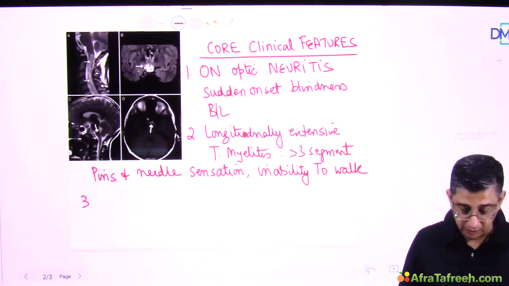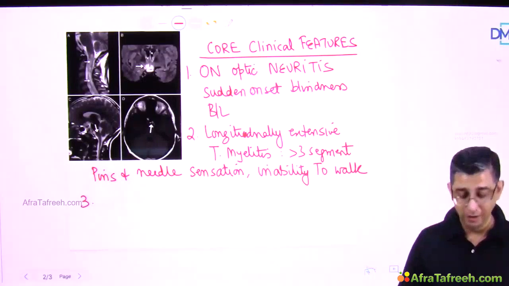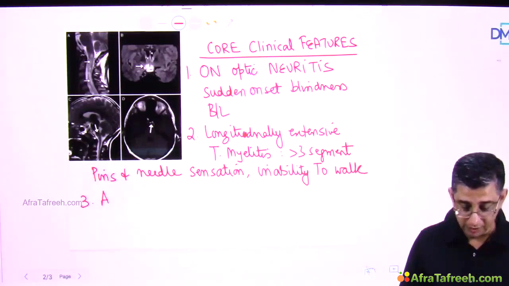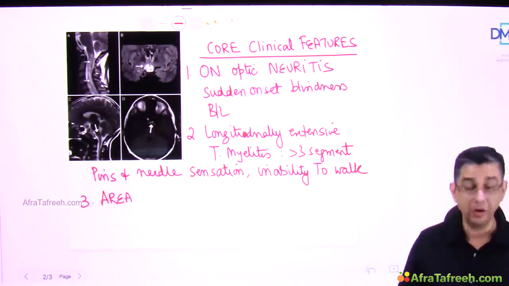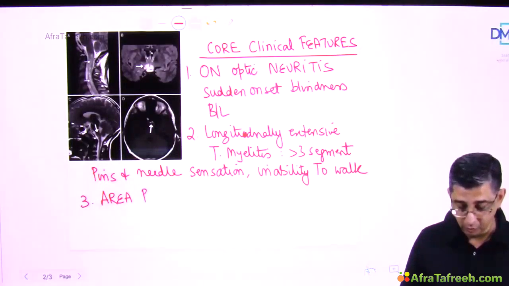Now, the third feature of this condition is very peculiar in the sense that not only does this disease damage the optic nerve and the spinal cord, but can even contribute to lesions in the vomiting center, that is the area postrema.